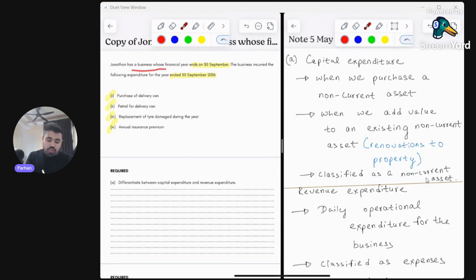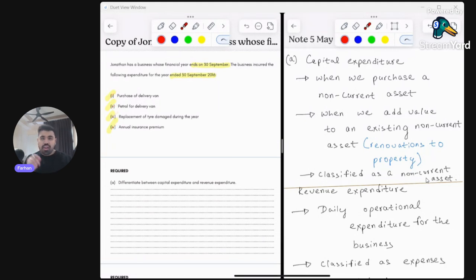Jonathan has a business whose financial year ends on 30 September. The business incurred the following expenditure for the year ended 30 September 2016. So here we are given four different types of expenditures that have taken place during the year ended 30 September 2016. And our job is to classify these expenditures between capital and revenue expenditures.